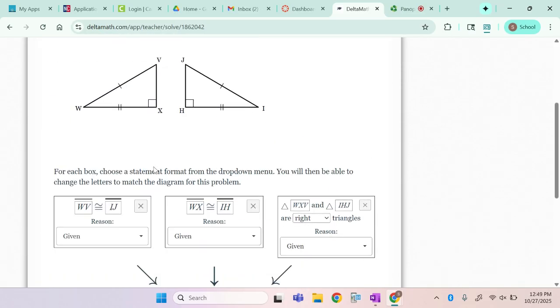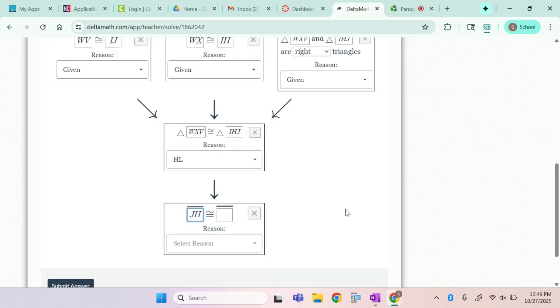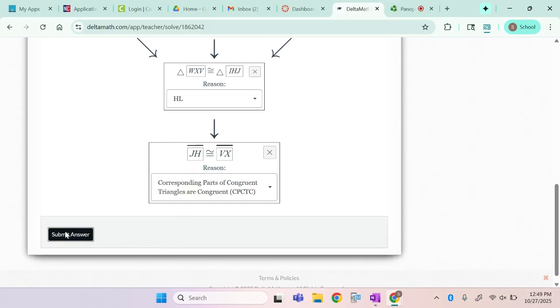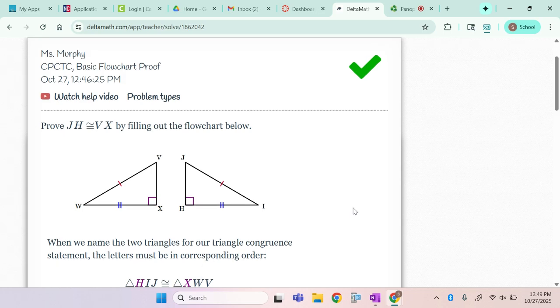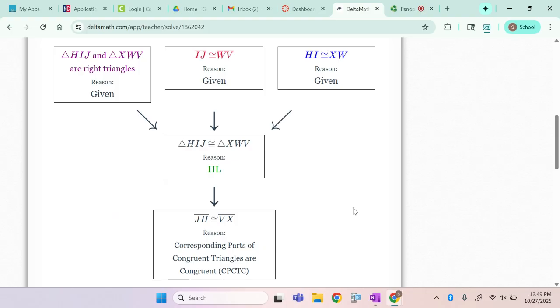Thus, I can now say that what I'm trying to prove originally is congruent. So side JH is congruent to VX because of CPCTC. You guys good? Yeah. All right.